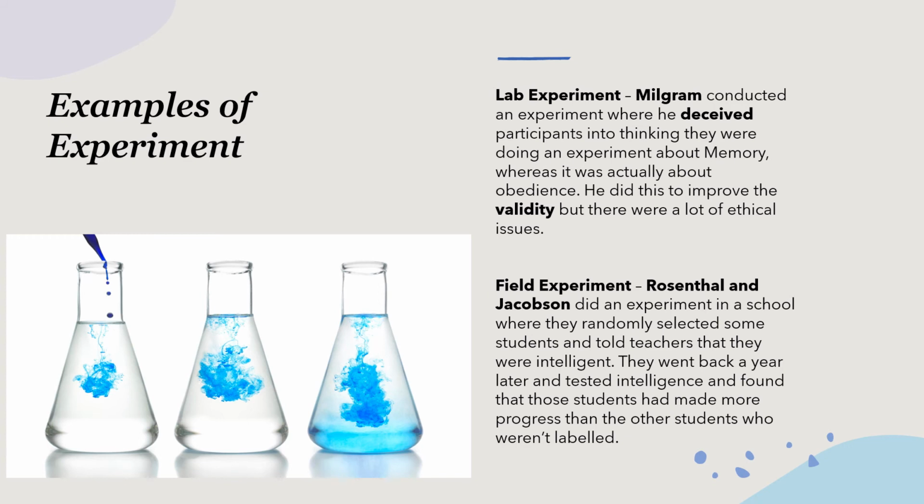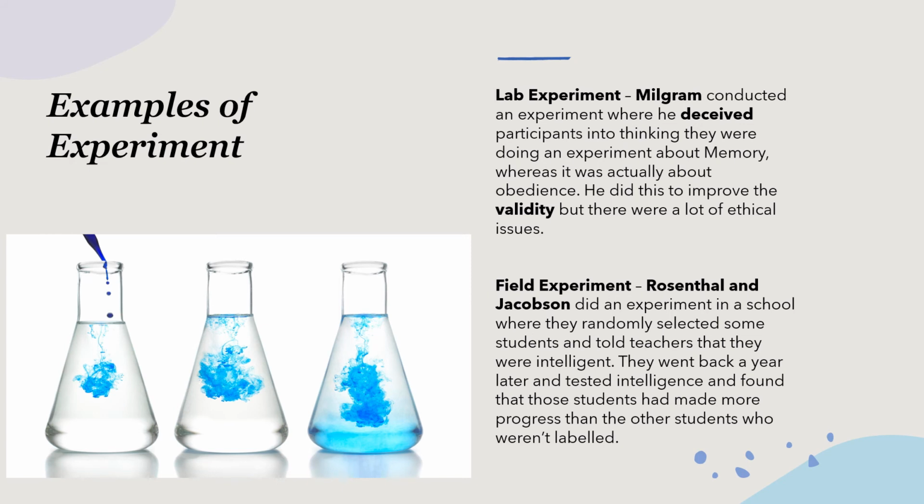Anyway, Rosenthal and Jacobson did a field experiment in a school, and they basically went into a class and told the teacher, not the students, these students over here are intelligent. Over the next year, they're going to make loads of progress and do really well. And then there were the other students who weren't labeled as super intelligent. In actual fact, those students had just been randomly picked. There was no real evidence to say they were super intelligent or not.